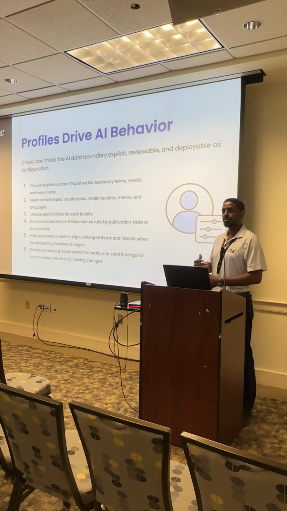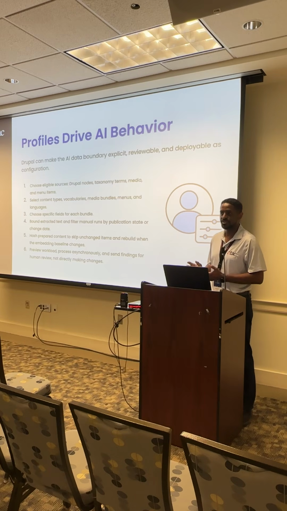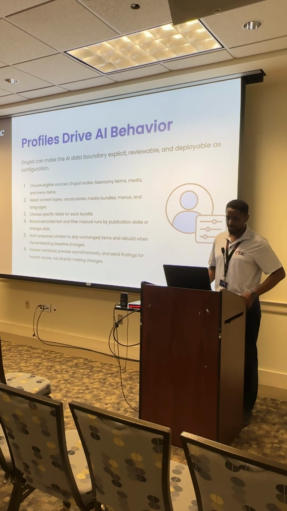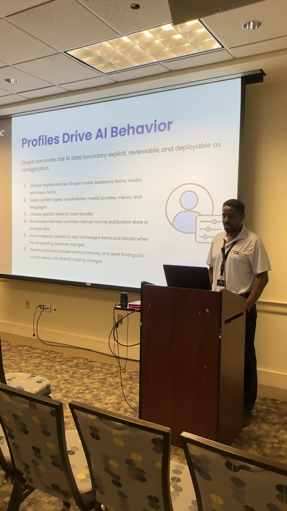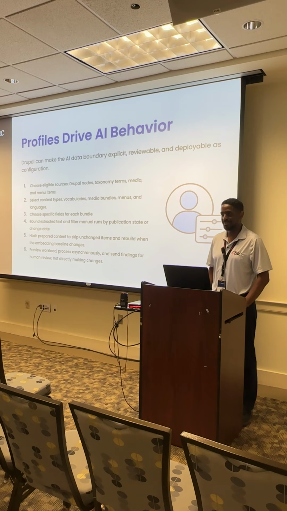So you don't want to have it crunching through things all the time if things are not changing. So everything's going to be hashed up. If nothing changes, that hash doesn't change, it skips it and says, I'm only going to look at things that have changed. And of course, you want to preview your workload, process this asynchronously, and of course, send it for human review. You don't want AIs running amok in your theme park with your dinosaurs.